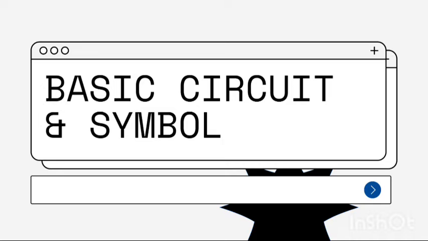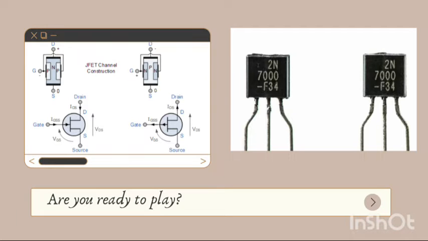Basic circuit and symbol. On the left side, this is the P-type and the N-type symbol of the transistor. And at the right, this is an example of a transistor that we use in the lab.